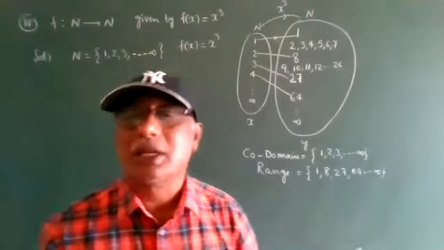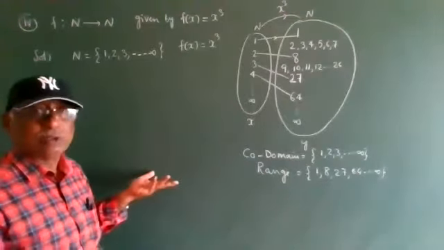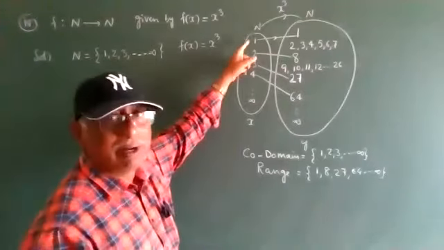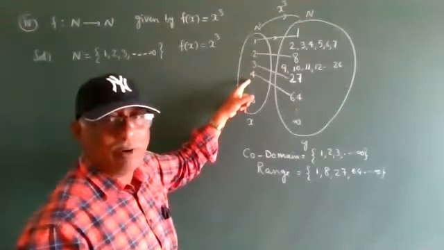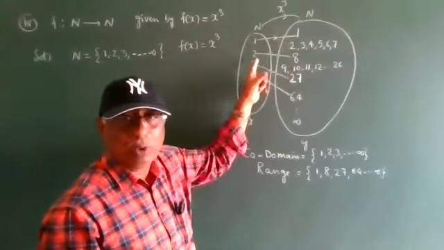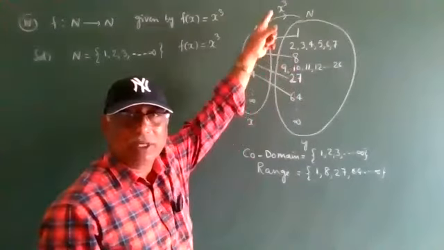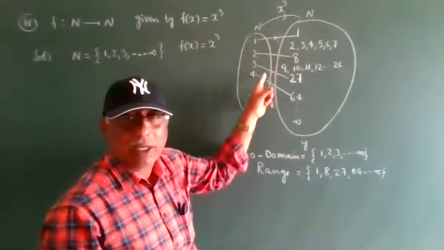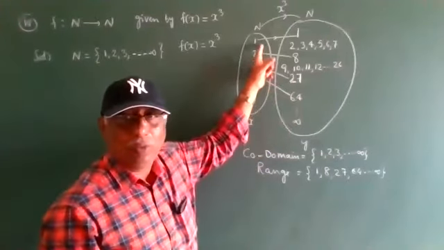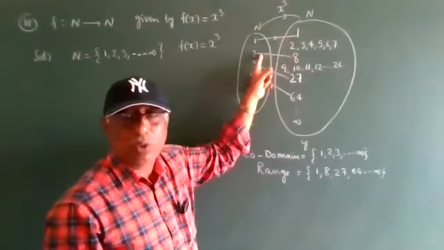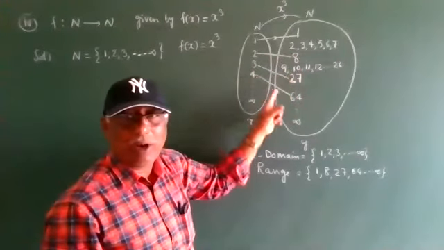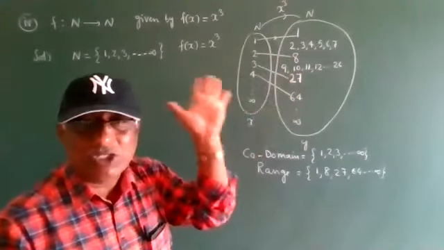Very good. Not surjective. Understand? Once again, see. Natural numbers I will write 1, 2, 3, 4 up to infinity. 1 cube is 1. 2 cube is 8. The function given is cubing. 3 cube is 27. 4 cube is 64. 1 has one image, 2 has one image, 3 has one image, 4 has one image. Therefore, it is injective.